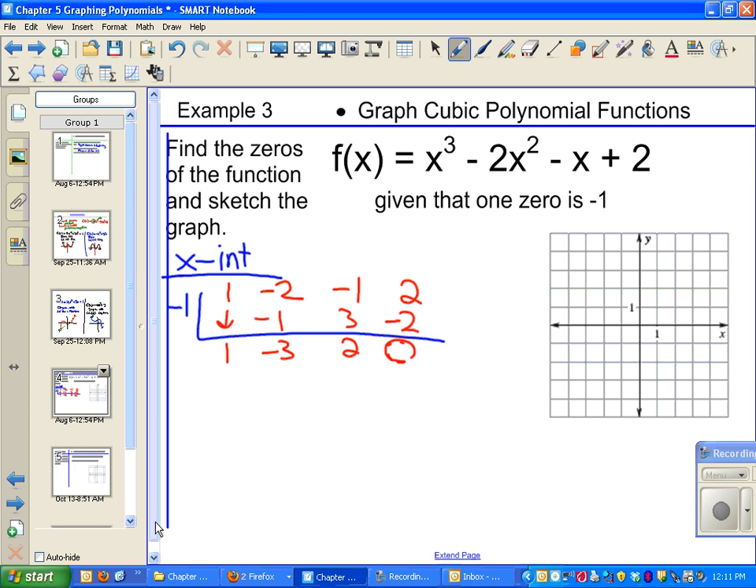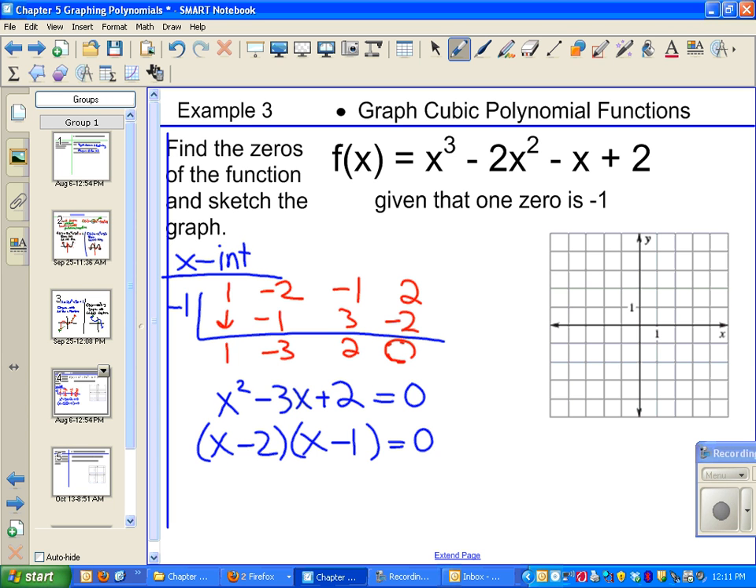So we have 1 degree less, so x squared minus 3x plus 2. And I want to set that equal to 0 because I'm solving for all the x-intercepts. So when I factor it, I get x minus 2 and x minus 1. Right, I set those equal to 0. And so I get x equals 2. I get x equals 1. And then I also get this x-intercept. So x equals -1. Okay, so those are my x-intercepts.